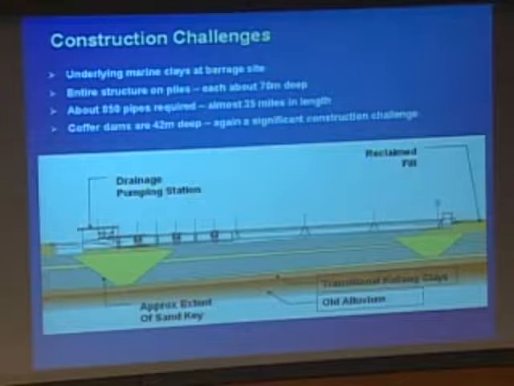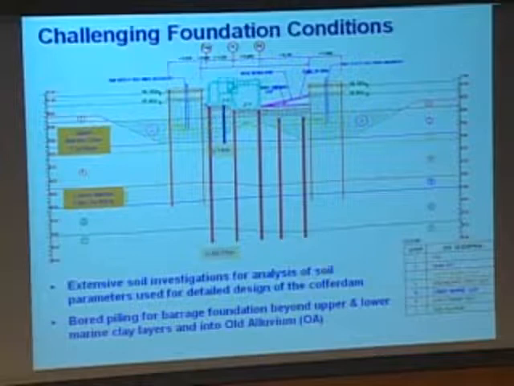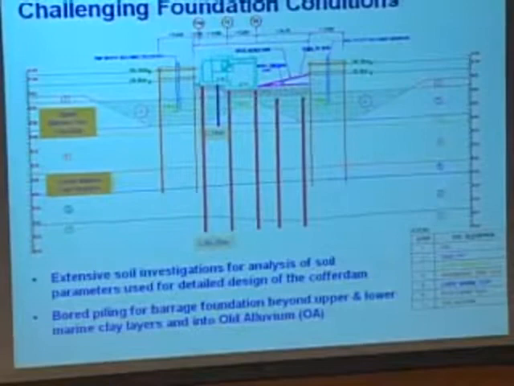It said pipes, there should have been piles. These are 1.2 meter to 1.5 meter in diameter. So it's almost 35 miles of piles underneath the structure. The cofferdams themselves are 42 meters deep, which is extremely deep for a cofferdam. Just to give you an idea of it, here is the barrage gate structure up here. These are the cofferdams that were in place, but you can see the length of the piles underneath it. So this is like an iceberg. The bulk of the construction is way below the structure that you see up on top.